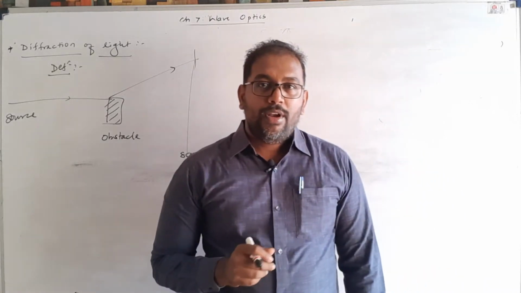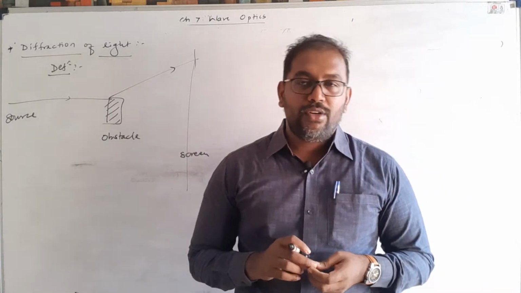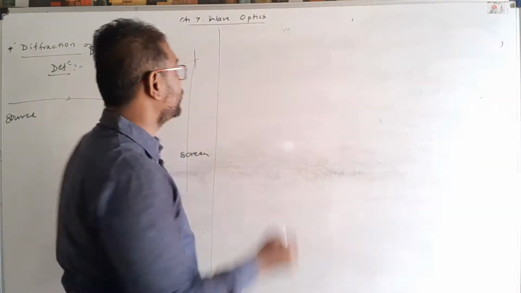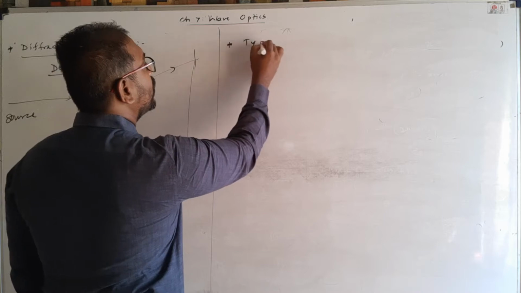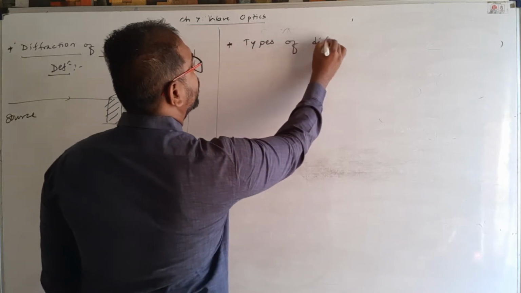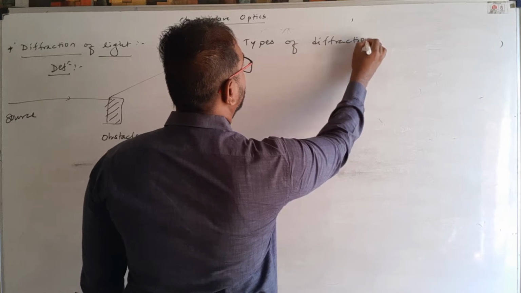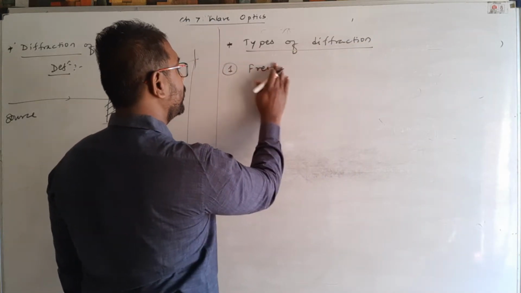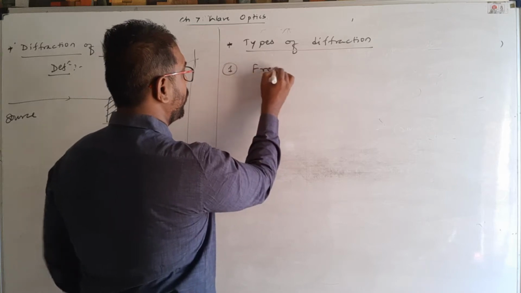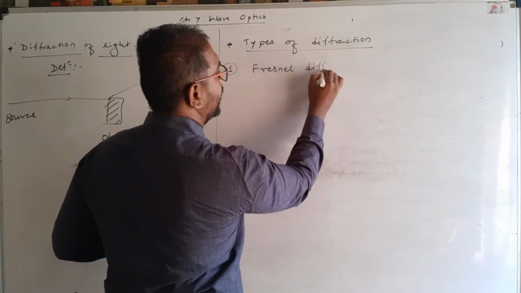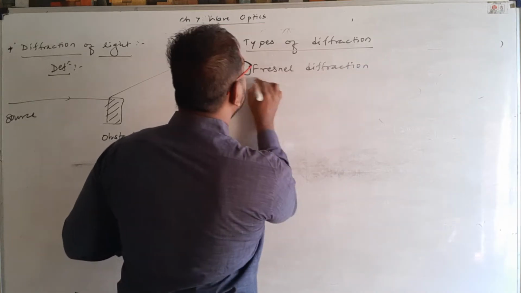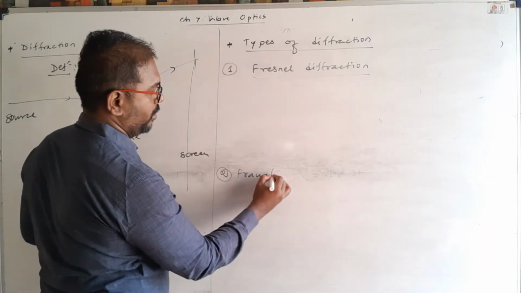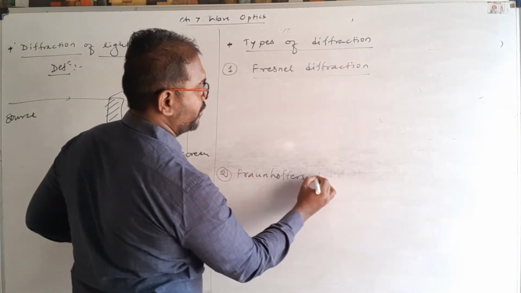Now, diffraction is classified into two types. Now we have to learn the types of diffraction. First type is Fresnel diffraction. And the second one is Fraunhofer diffraction.